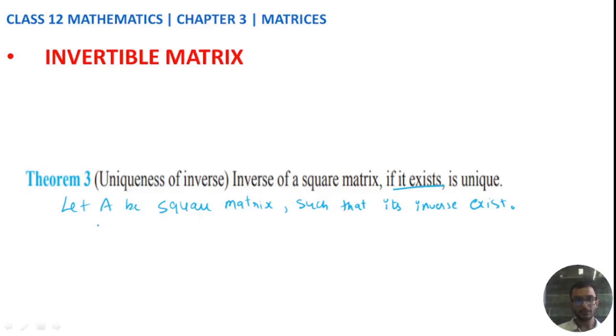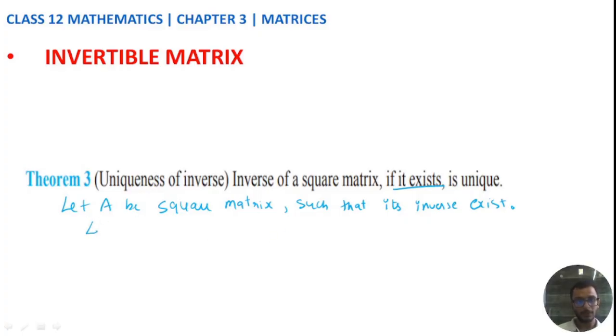Now, we have to show that it is unique, right? Rather than showing it directly, we will go in the opposite direction: we will take two matrices which are inverses of A, then we will show that the two matrices are equal. That means we get uniqueness. This is the way to show uniqueness. Whenever you are asked to show uniqueness, you can use this method.